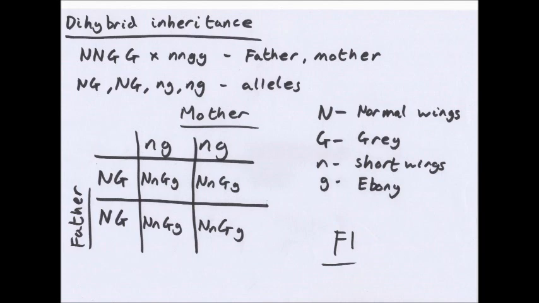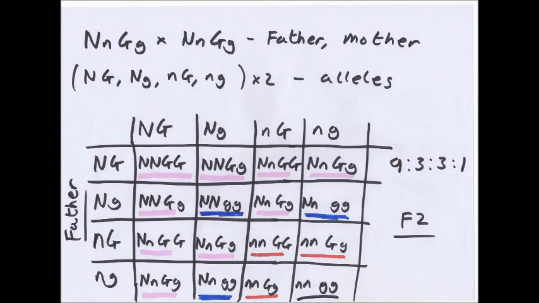Now big N's normal wings again. Big G is grey colour in the body. Little n is short wings. Little g is ebony colour. And this is the F1 generation. That one's fine. But then, when you cross them over, you get... So we've got heterozygotes crossing over now. So, the alleles of both the father and the mother, the possible options you have. Because remember, you must always have one N gene and one G gene crossing over.